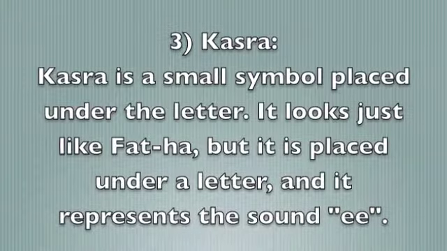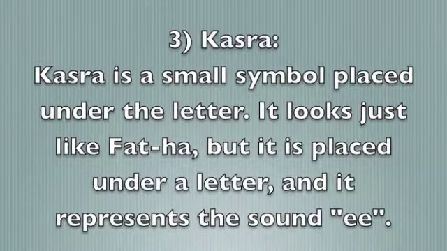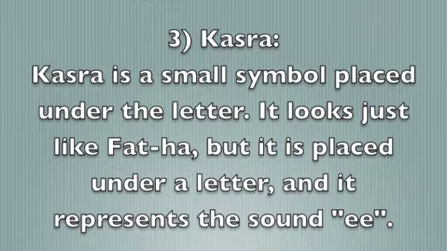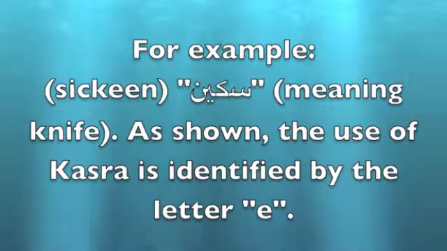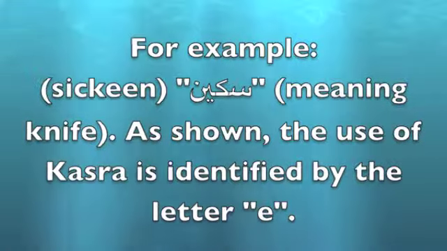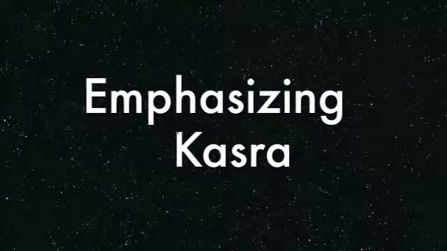Number 3. Kasra. Kasra is a small symbol placed under the letter. It looks just like fatha, but it is placed under the letter, and it represents the sound e. This is what kasra looks like. For example, sakin, meaning knife. As shown, the use of kasra is identified by the letter e. Emphasizing kasra.